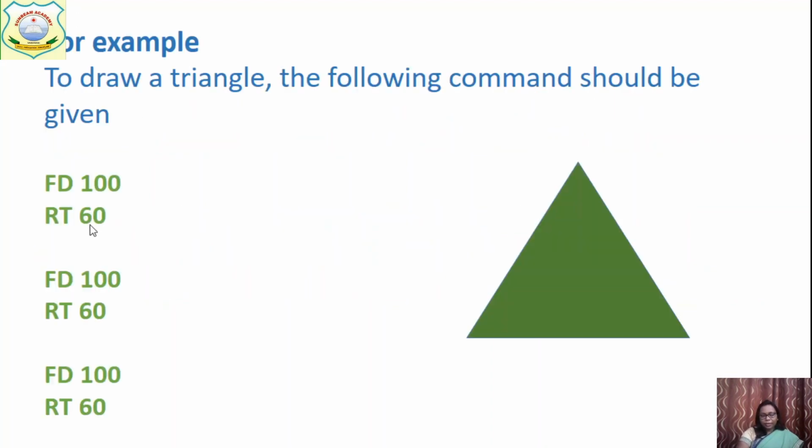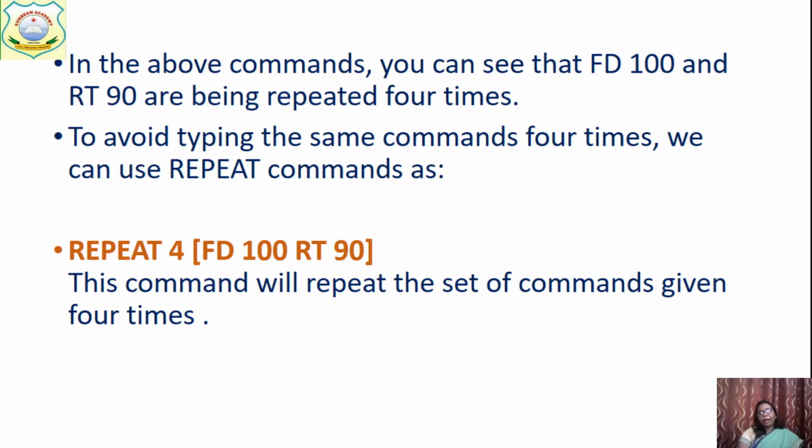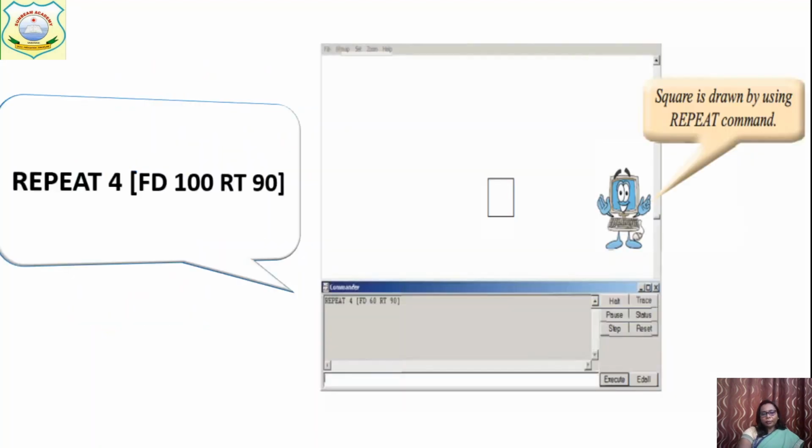See, this formula will decide the degree, or you can see it in a square. In a square we have RT 90. Instead of 90 we can write 360 divided by 4, the number of sides. A square has 4 sides, so we write 360 divided by 4. The answer is 90. By this formula we can find the angle to turn the turtle.